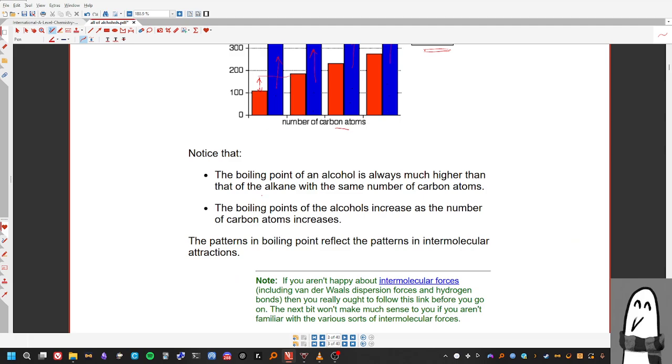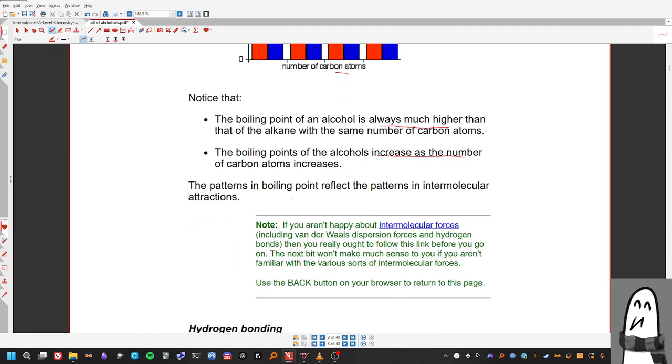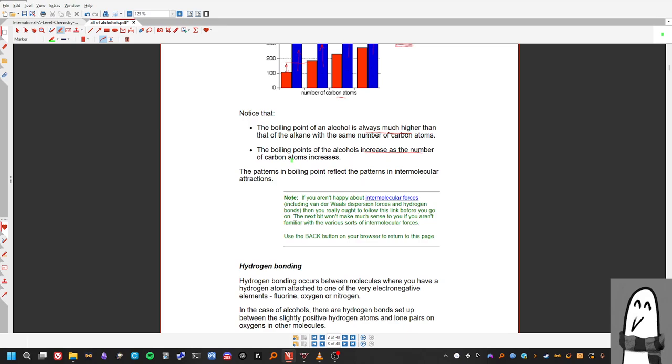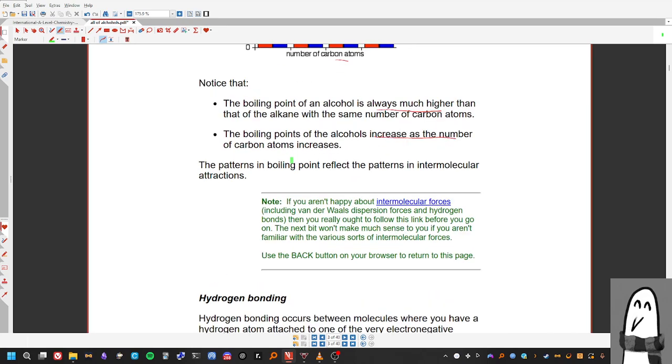So notice that the boiling point is always much higher, and the boiling points of the alcohols increase as the number increases. The patterns reflect the patterns in intermolecular attractions. This assumes that you have knowledge from the previous topic, your intermolecular forces. This time we're going to be talking about hydrogen bonds. We didn't talk about hydrogen bonds last time when we were doing haloalkanes, mainly because there were no OH groups. This time we have OH groups, so we can talk about hydrogen bonds.